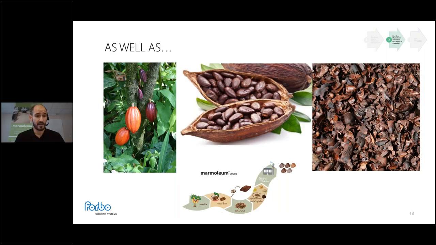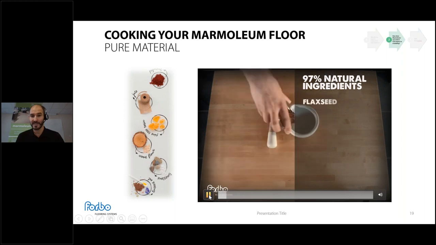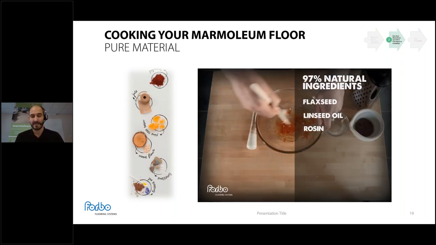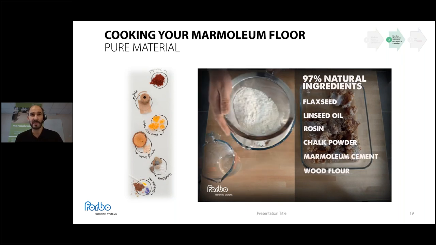And when we launch a new product, it happens that we can add to Marmoleum some cocoa waste, from the Marmoleum cocoa range. So to tell you that this floor covering is completely natural, you can even make it yourself at home, as you can see thanks to this nice video. To be honest, I showed this video to my wife, and she said, "Oh, we have to do that with our children."